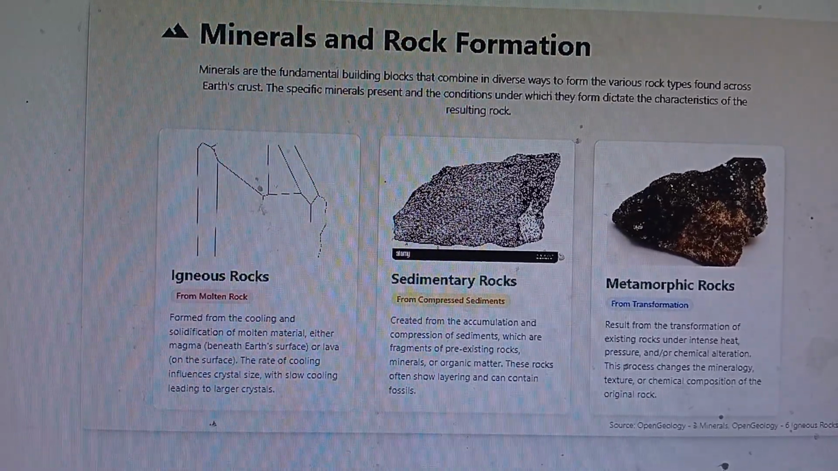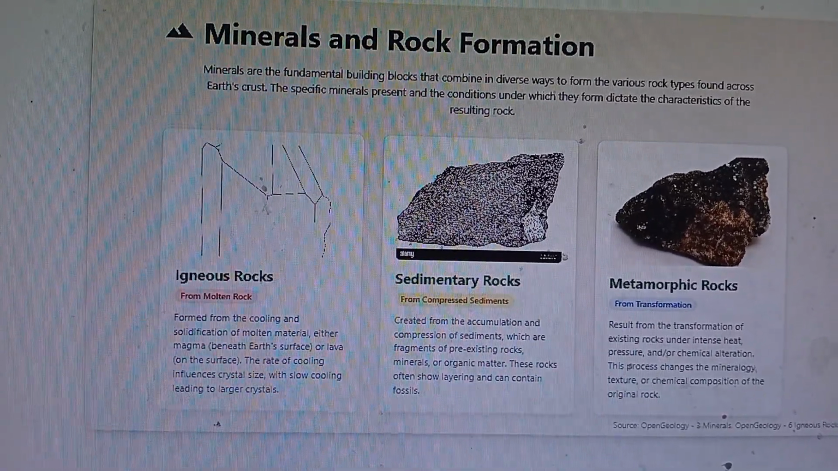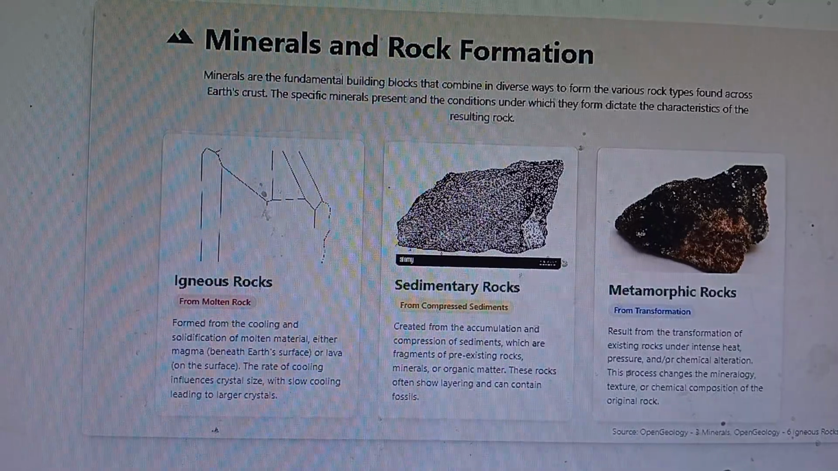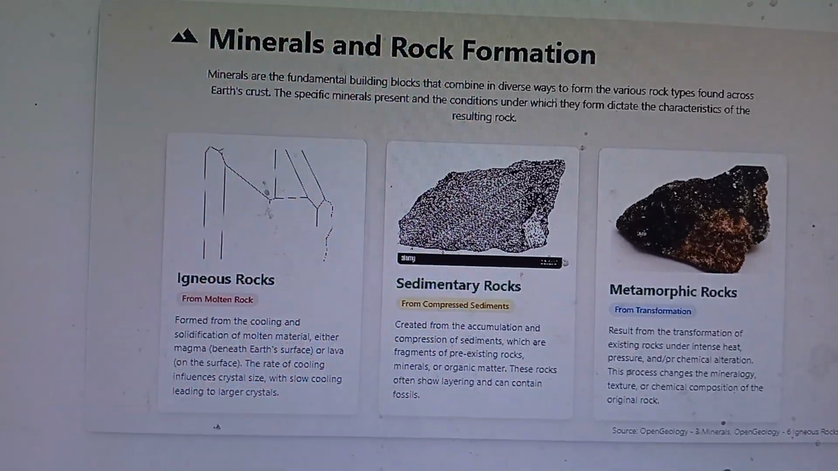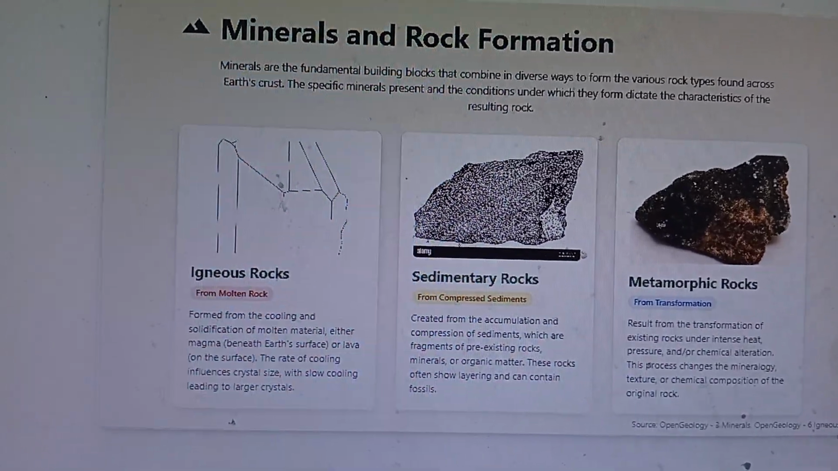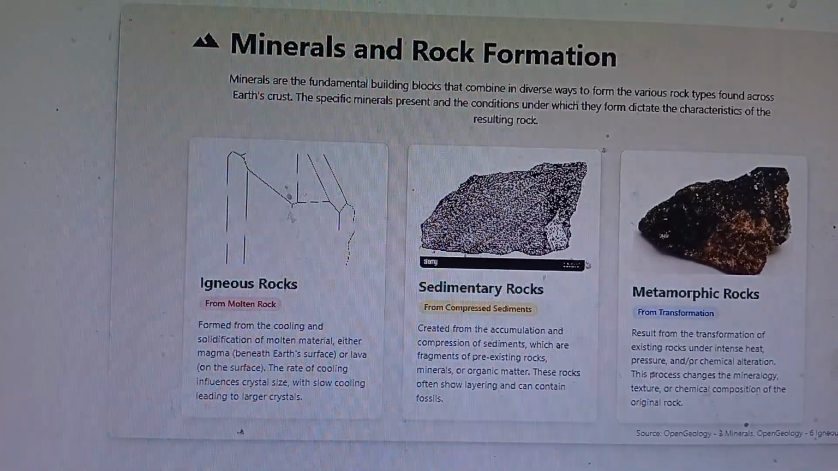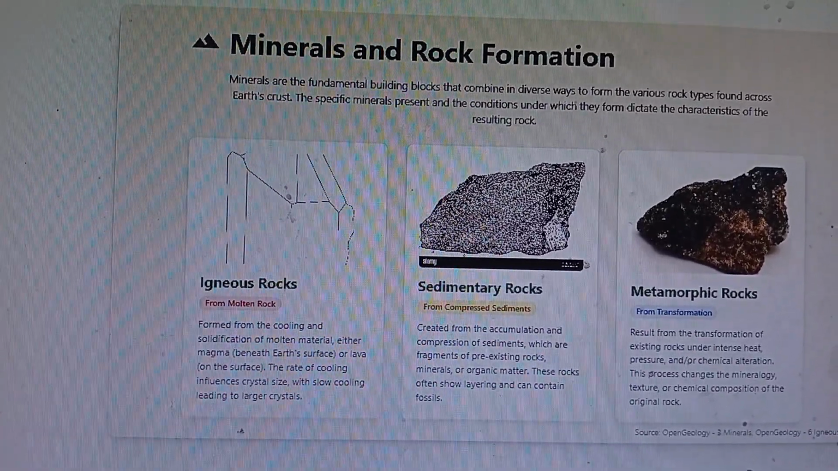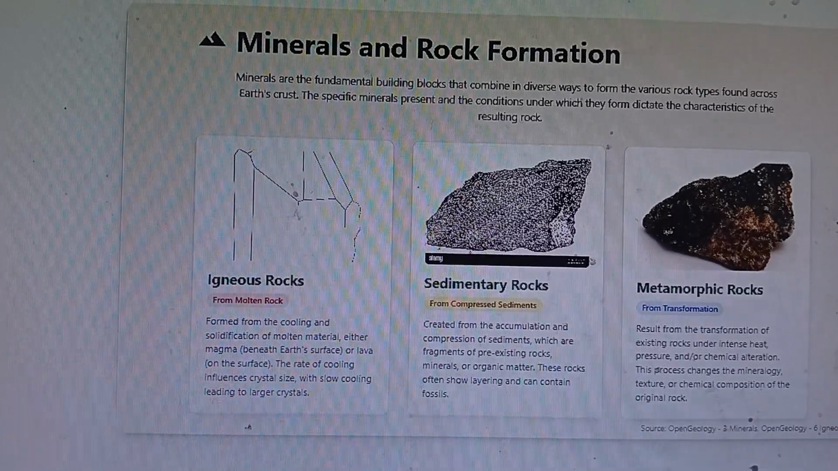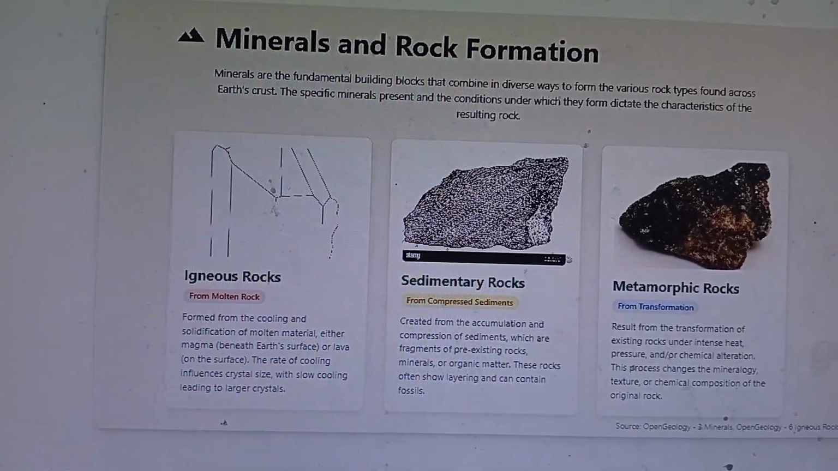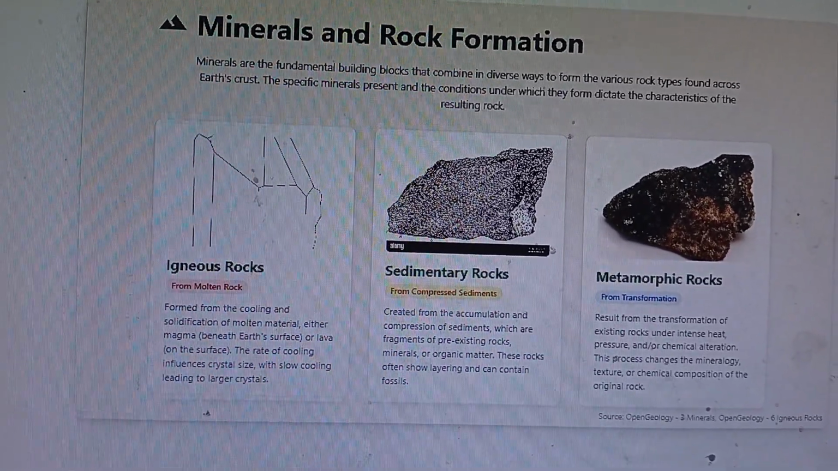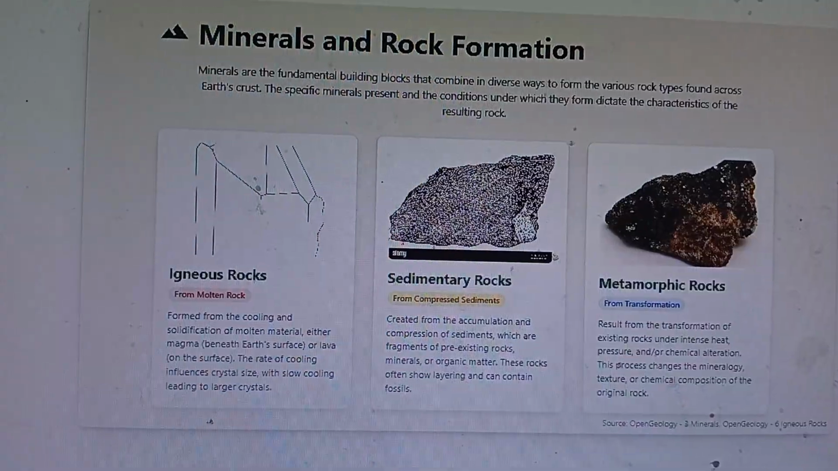Sedimentary rocks develop through accumulation and compression of sediments from existing rocks, minerals, or organic matter, often displaying distinct layering and fossil preservation. Metamorphic rocks emerge when existing rocks undergo transformation through intense heat, pressure, or chemical processes, fundamentally altering their original mineralogy, texture, and composition.